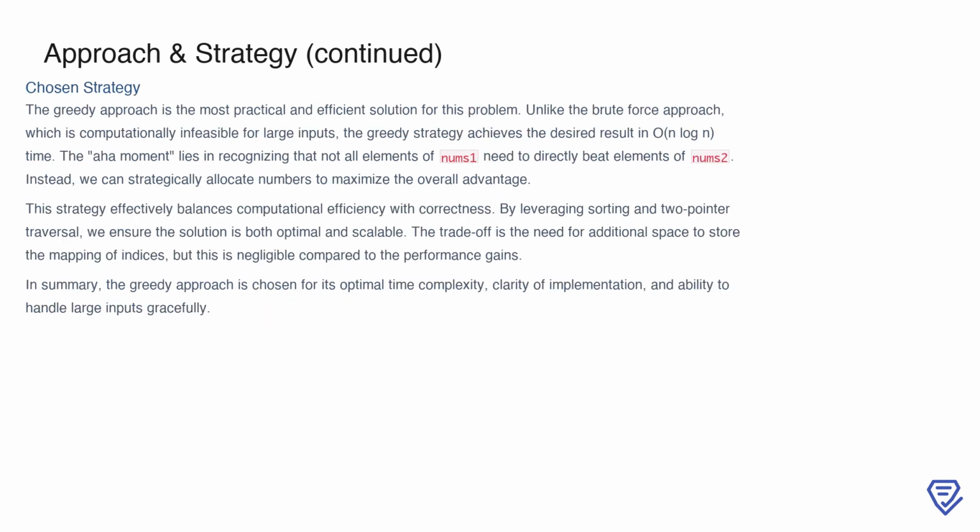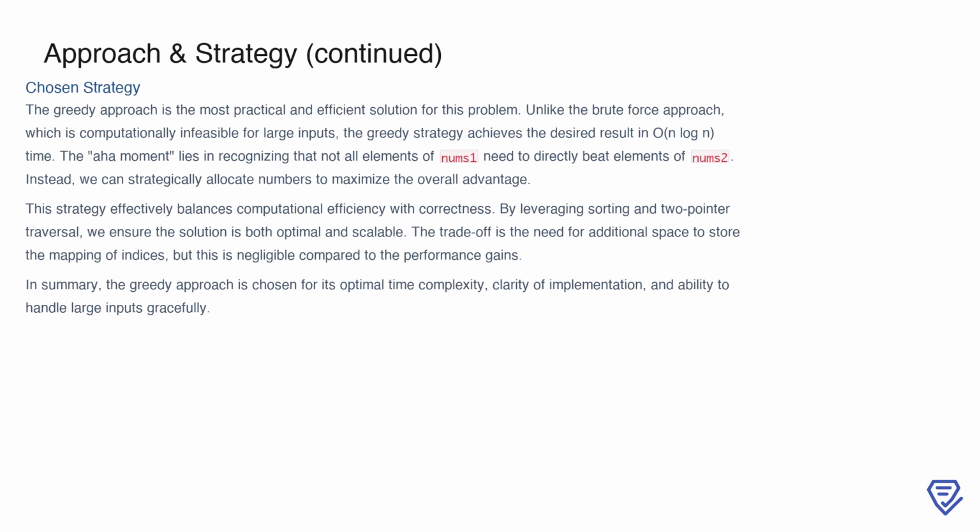Given the trade-offs of the two approaches, the greedy strategy stands out as the most practical and efficient solution for this problem. While the brute force approach is conceptually simple, it is computationally prohibitive for larger input sizes due to its factorial complexity. The greedy method, on the other hand, achieves the desired result in O(n log n) time, making it scalable and robust. The core insight here is realizing that not every element in nums1 needs to directly beat an element in nums2. Instead, the goal is to maximize the overall advantage by strategically assigning values.